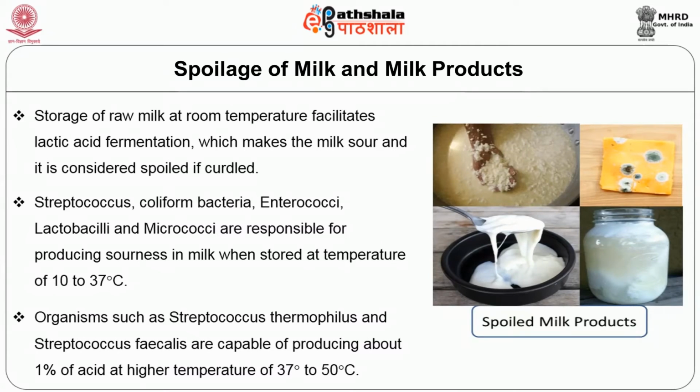Organisms such as Streptococcus thermophilus and Streptococcus faecalis are capable of producing about 1% of acid at higher temperatures of 37 to 50 degrees Celsius. Sometimes you would have seen the formation of foam at the surface of milk and a floating curd with gas bubbles in case of liquid milk and curd respectively. This is due to Bacillus species, coliform bacteria and Clostridium species, which produce hydrogen and carbon dioxide.